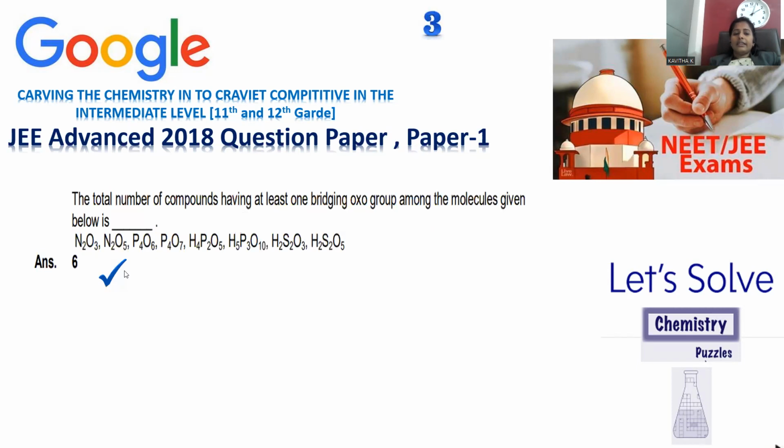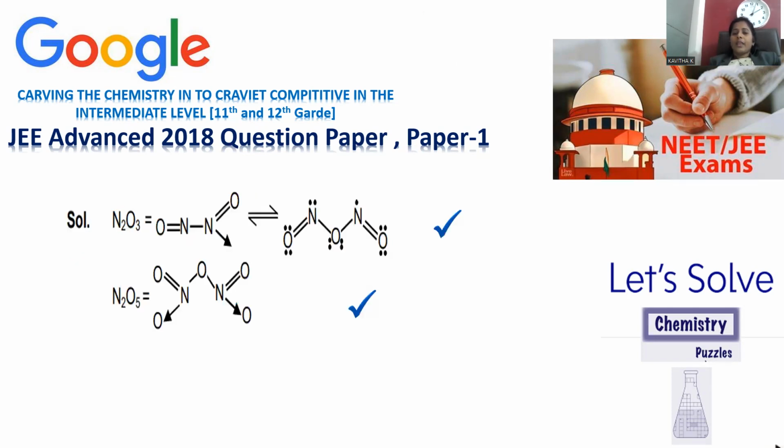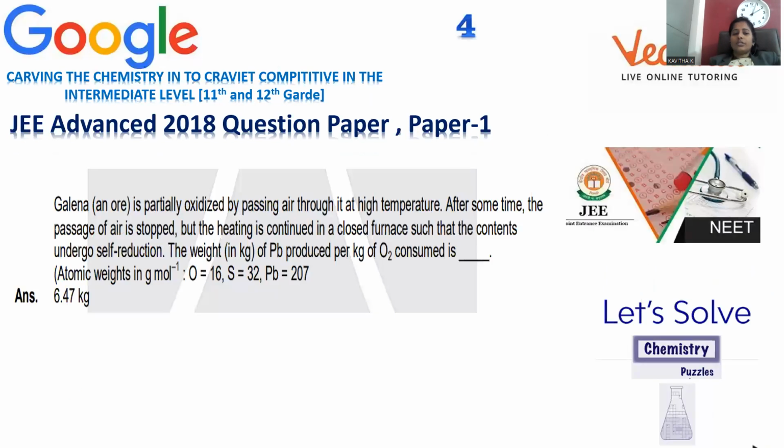6 answers are correct for compounds having bridged oxo functional groups. For question number 3, 6 bridgehead oxygens are the correct answer. Move on to the fourth question.